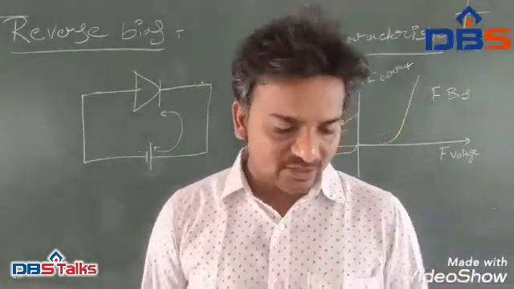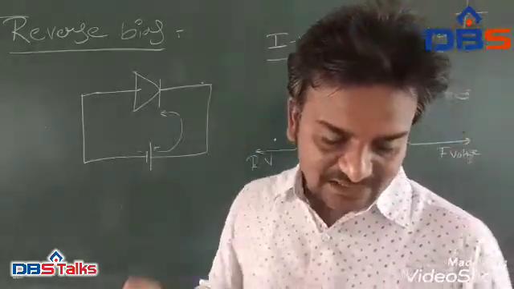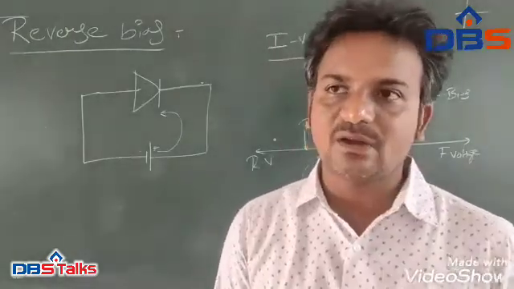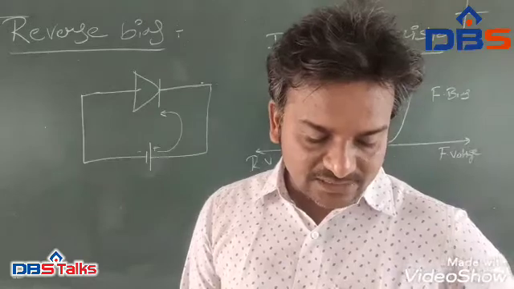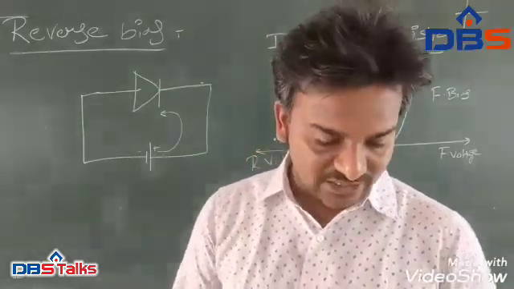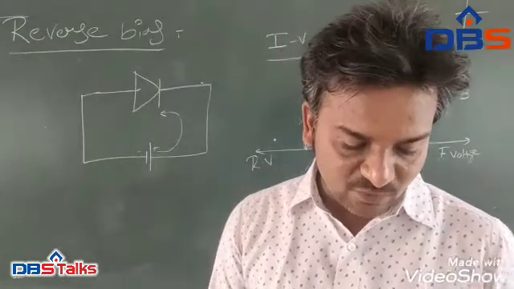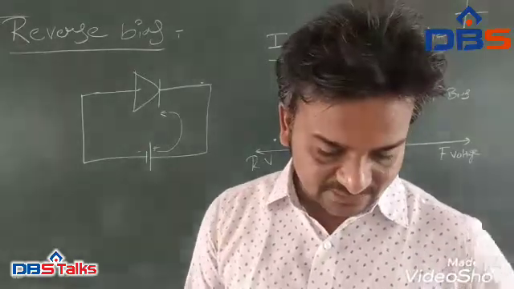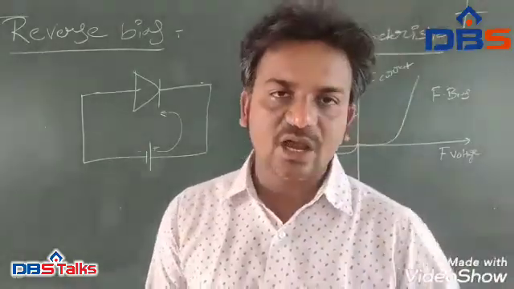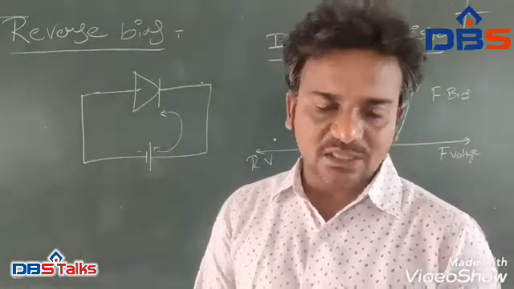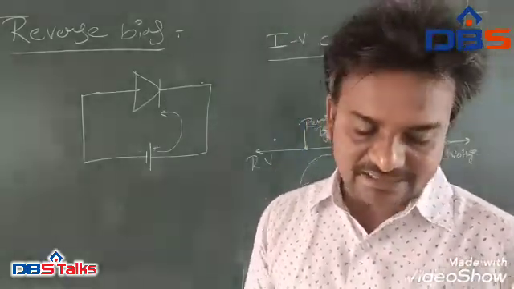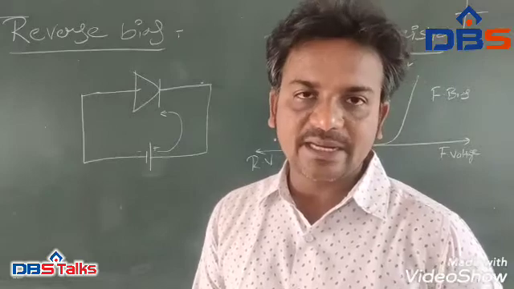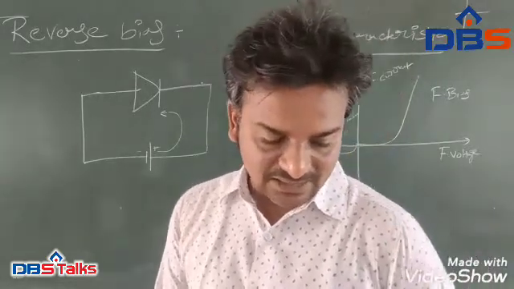In a PN junction diode, when the P side is connected to the positive terminal and the N side is connected to the negative terminal of the battery, the diode is said to be in forward bias condition. This forward bias condition we already discussed in the last figure. When the P side is connected to the negative terminal and the N side is connected to the positive terminal of the battery, the diode is said to be in reverse bias condition.